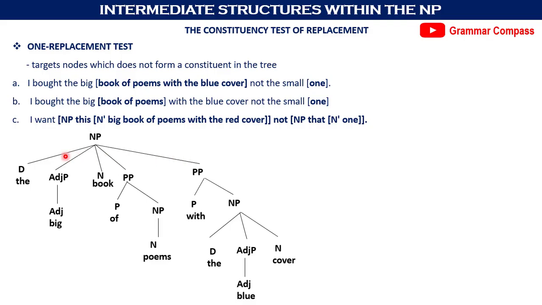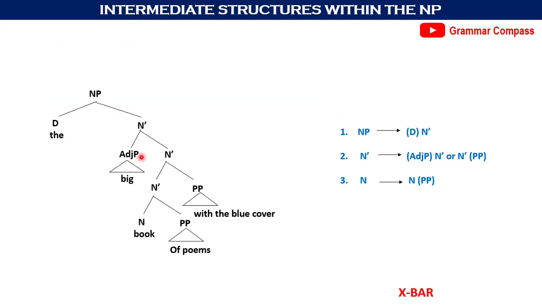Therefore, there is an intermediate constituent that is formed in this noun phrase, and that is this part, big book of poems with the blue cover. But on our phrase structure, we do not have that intermediate constituent, which means that our phrase structure is inadequate to account for all constituents within a phrase. Therefore, we need a savior, we need a messiah, and that is the X-bar theory, which focuses on these intermediate constituents. So we need to revise our phrase structure rules for the noun phrase. We don't want flat structures anymore.